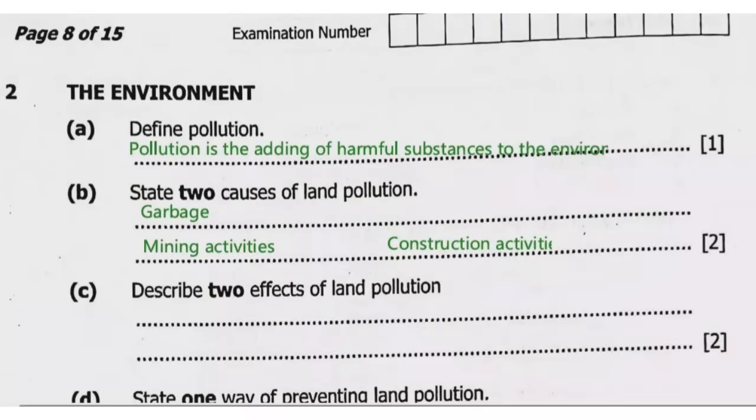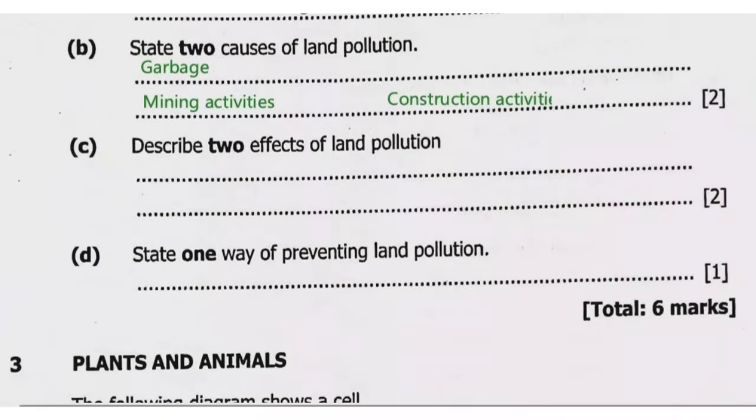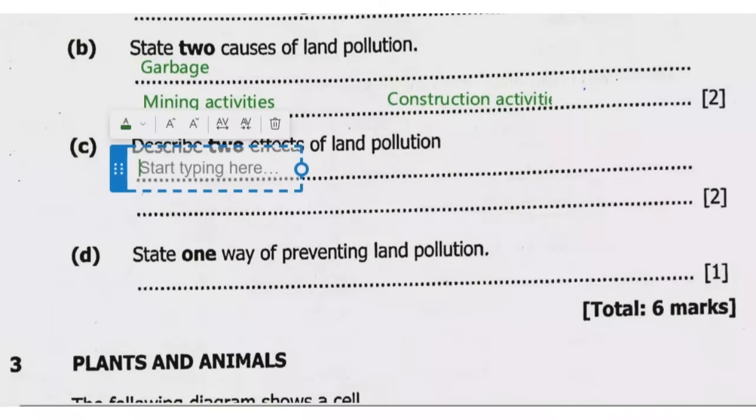causes of land pollution. Okay, we come to question 2C, which is describe 2 effects of land pollution. Now if the land is polluted, what will be the result? What will be the effect of land pollution? So the most common one is disease outbreak.